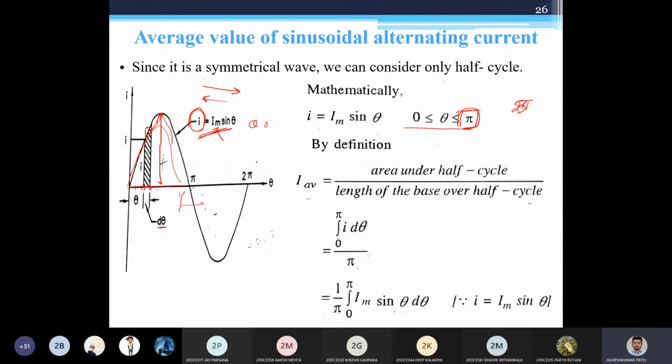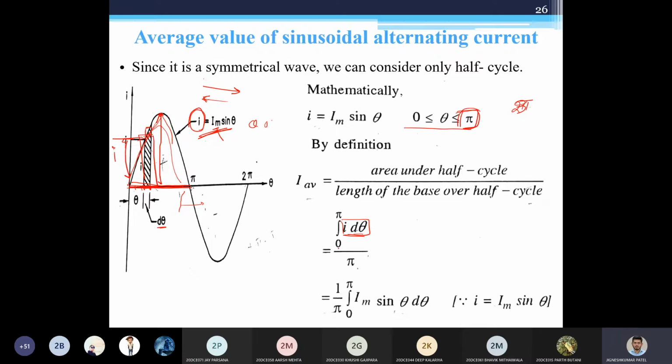So what would my area be now? As I am taking a very small part, that is d theta, this is my d theta, and the rectangle would look like this. Okay, this is my rectangle. The length of this side would be I, so the area of the rectangle is I into d theta. But as I have to find the whole area under the half cycle, and this is just a part of it, I can integrate this part over the half cycle.